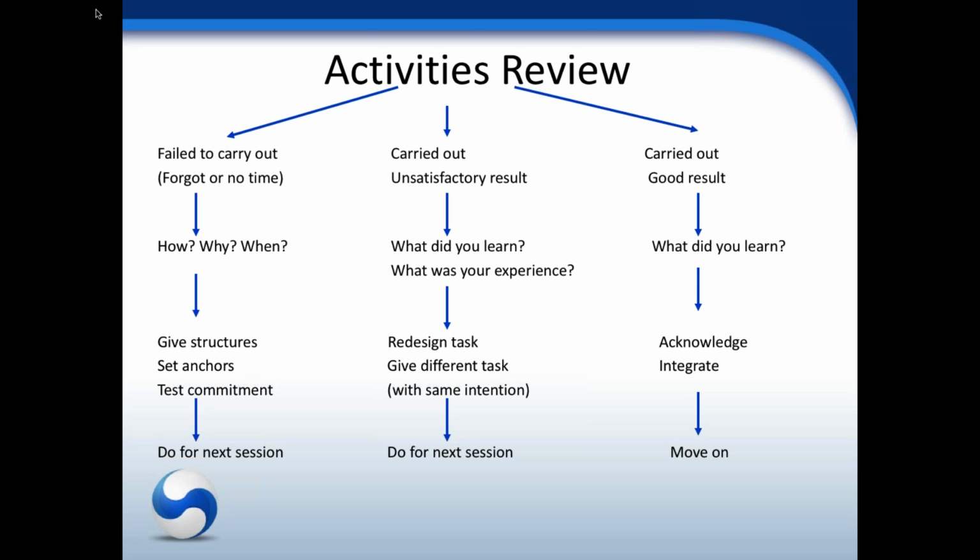The first one is that the client says, I didn't do it. He failed to carry out, he forgot, or he didn't have time, etc. The second outcome is that he said, I did it, but I wasn't successful. And the third outcome is that he says, I did it, and I was very successful. So those are the 3 possibilities.